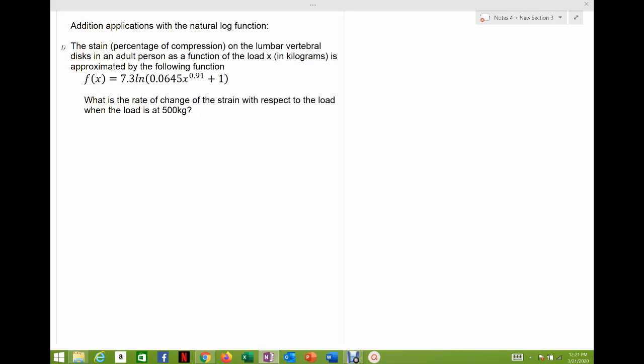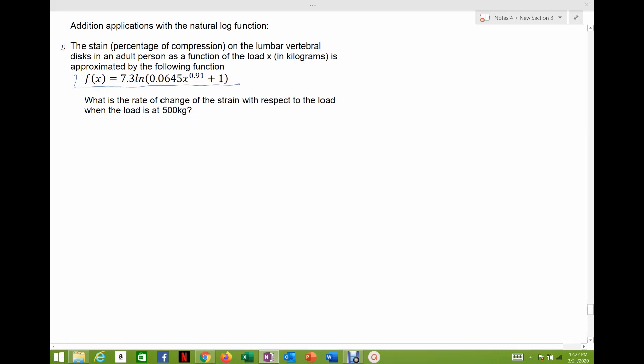Alright, so the first application here is one that I found, that the strain, which is in terms of the percentage of compression on the lumbar vertebral in an adult person, is based on the load in kilograms. So x represents the kilograms of the load, and that's the percentage of compression on your vertebrae. This is given by this fun logarithmic function. And again, real life examples tend to be a bit ugly, and this one is ugly. We want to know what's the rate of change of the strain with respect to the load when the load is 500 kilograms.